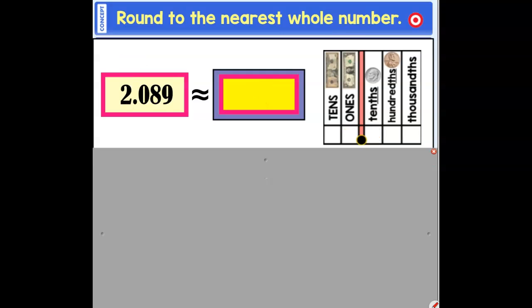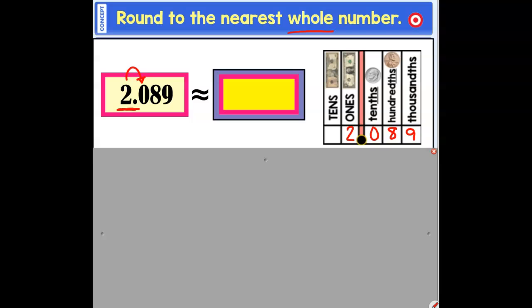Our next one. Write the number down. Mark the number that's the nearest whole number. So underline, what number would we underline in this one? Well, if we're looking for the whole number, here's our whole number. We'd have $2 and 8 pennies and 9 slivers of a penny. I need to look back at the place right next to it. I have a 0 in the tenths place. What does the tenth tell me? If I don't have any dimes, is $2 and no dimes closer to $2 or closer to $3?